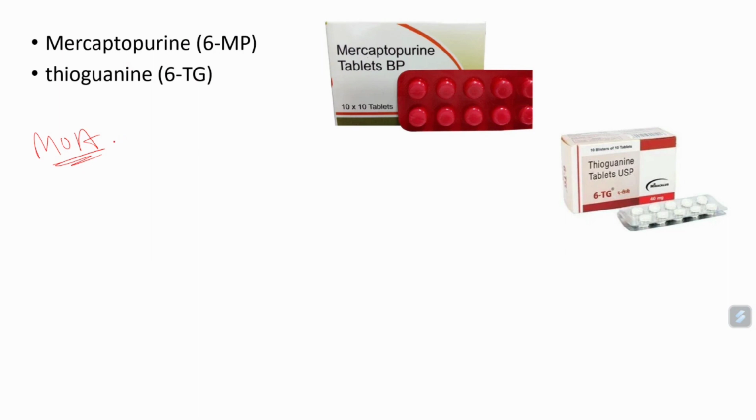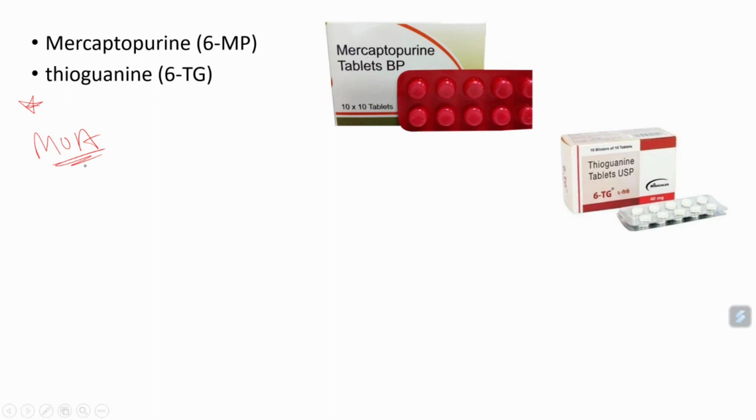Mechanism of action. These two drugs have a very similar mechanism of action. Any confusion to anybody? Are you all following me about purine analogs? The drugs we are discussing are purine analogs. Very good. Now you see, mercaptopurine and thioguanine are the first examples. These are the initial drugs. When purines were studied, these drugs were initially studied.